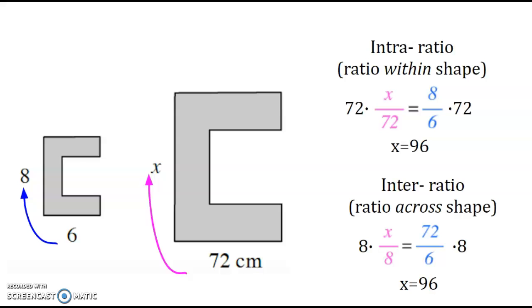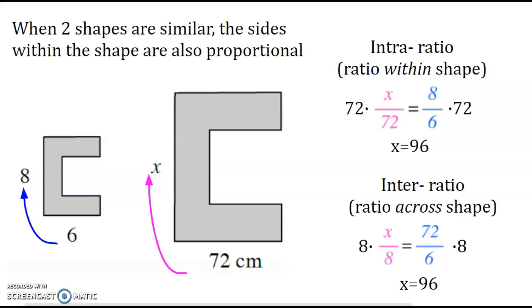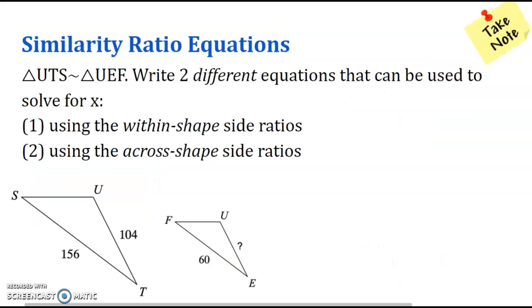So this is called intra, ratio within the shape, and this is called inter. When two shapes are similar, the sides within the shapes are also proportional. So sometimes this is going to be helpful for us. I would like you to pause the video and take notes on this. If you are told the two triangles are similar, solve for x using the within shape same side ratio, and then using the across the shape side ratio. Up to now we've been doing across the shape. I want you to start getting used to using the within shape.